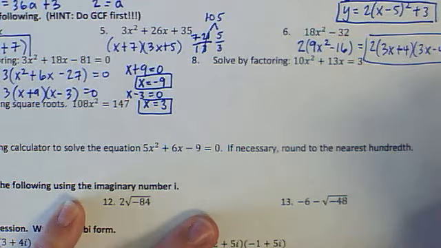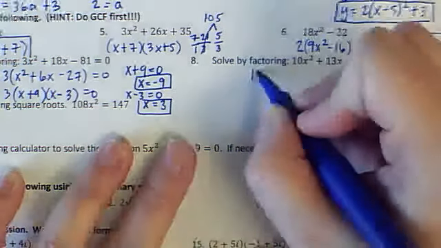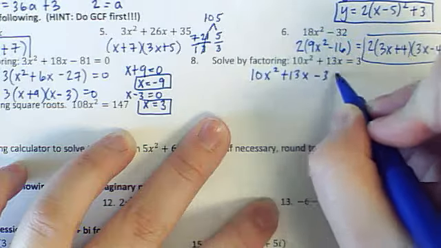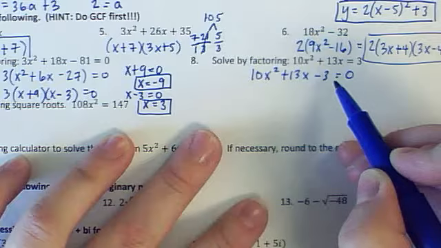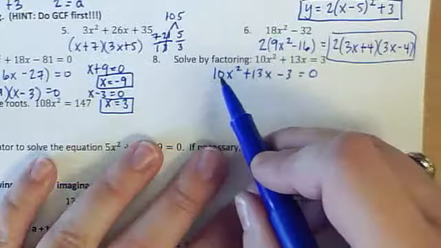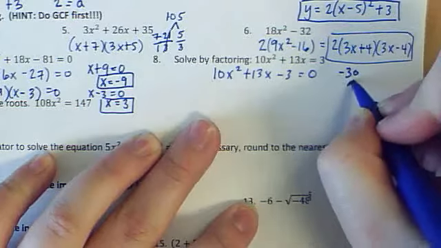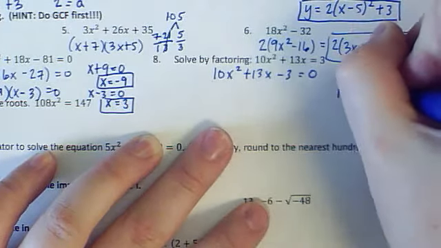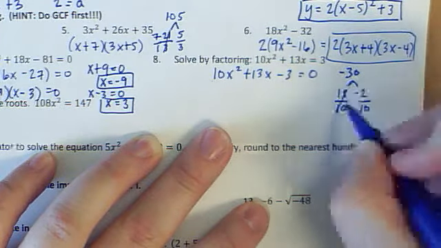Alright, so same thing here. We need to make it equal 0, so I would subtract 3. So I get 10x squared plus 13x minus 3 equals 0. Okay, there's no GCF between 10, 13, and 3, so I'm going to leave it like this. Multiply A times C. 10 times negative 3 is negative 30. Factors of negative 30 that add to 13: 15 and negative 2. Divide by A. Reduce.